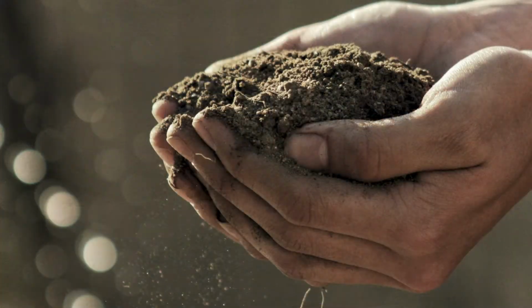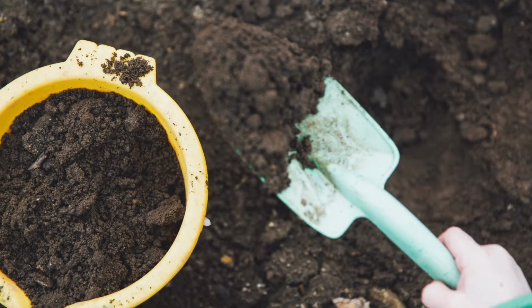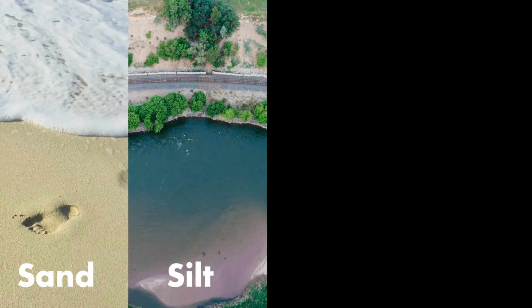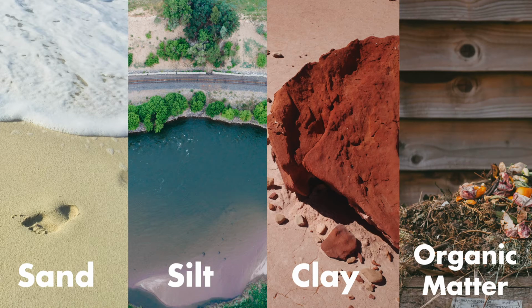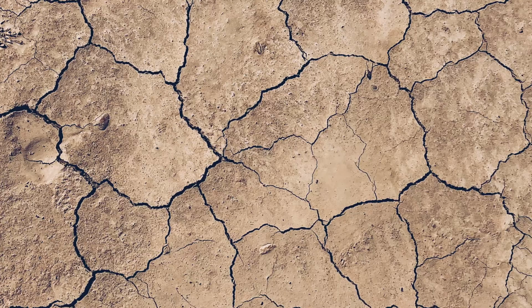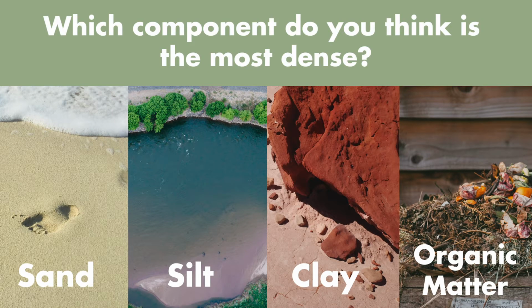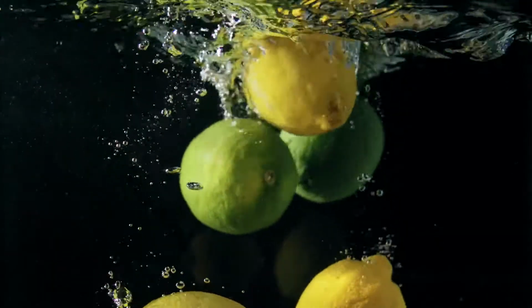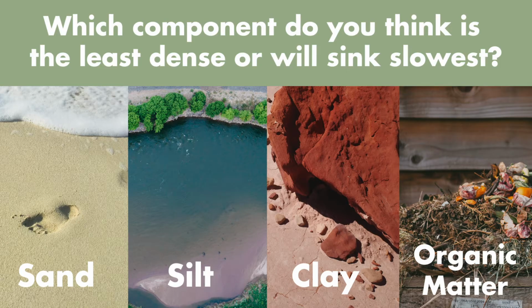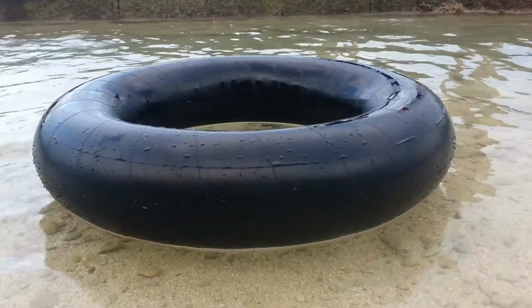Now let's talk about soil. Soil is made up of 4 things: sand, silt, clay, and organic matter. Different soils have different amounts of each component. The different components have different densities. Which component do you think is the most dense or will sink the fastest in water? Which component do you think is the least dense or will sink slowest or perhaps even float?